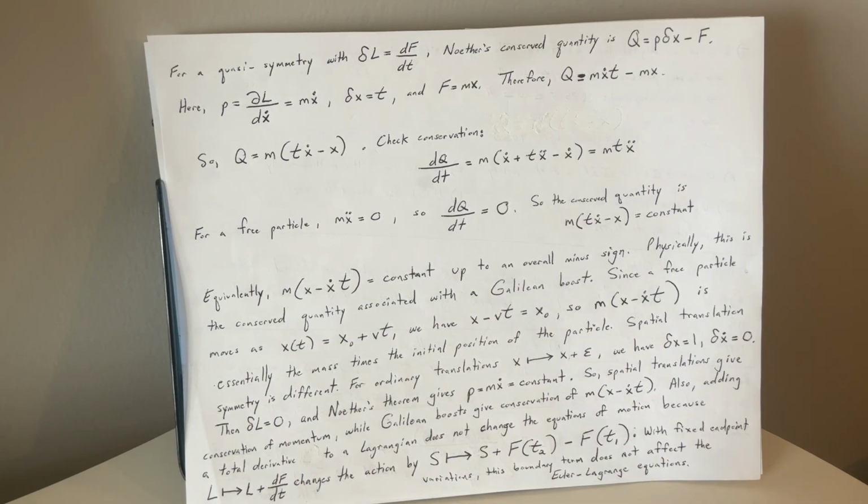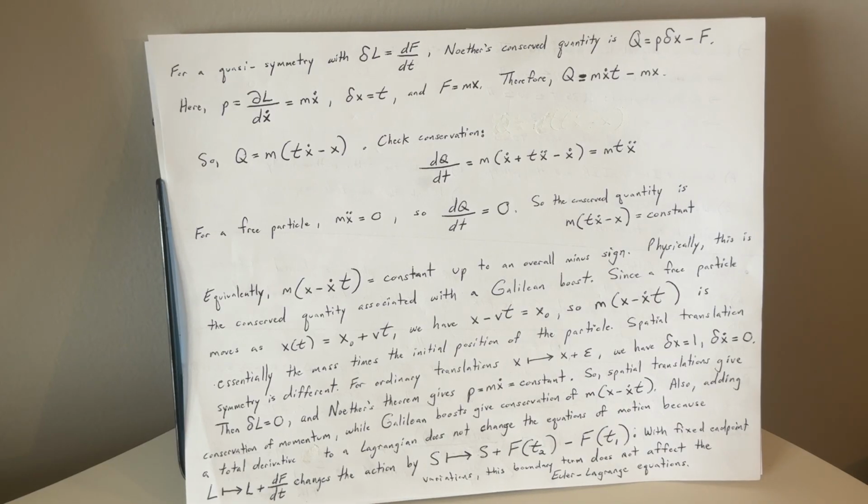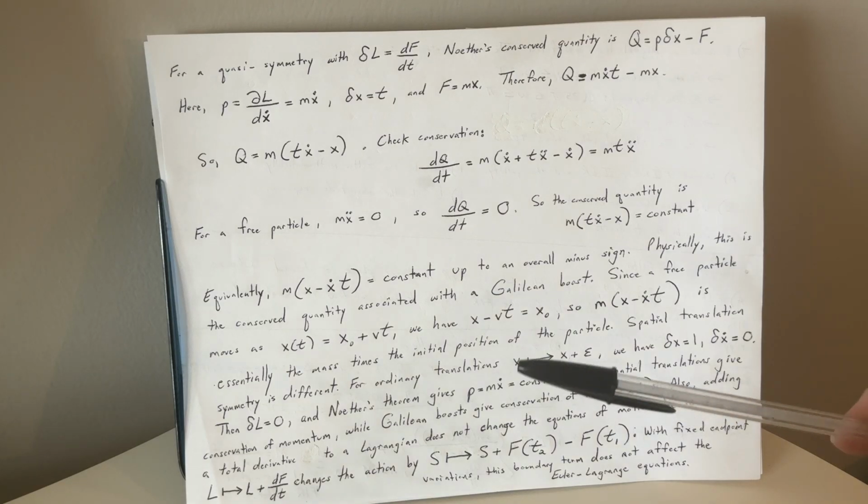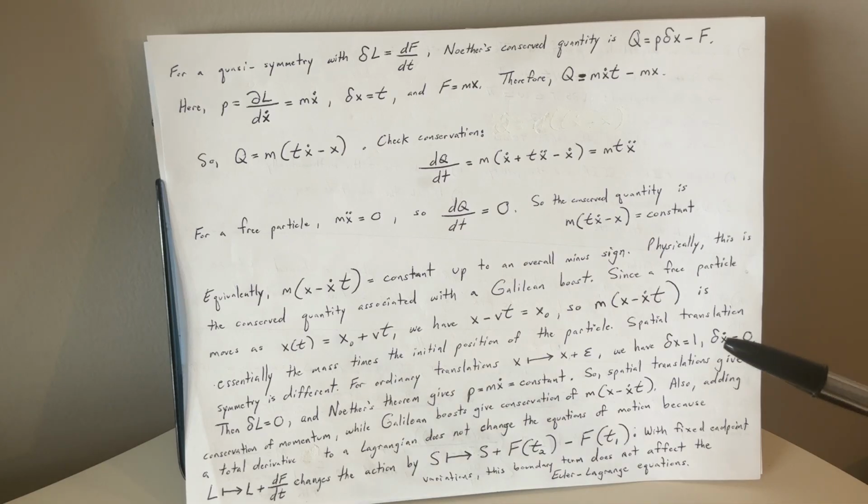And here physically, this is the conserved quantity associated with a Galilean boost. Since a free particle moves as x of t equals x naught plus v t, we have x minus v t equals x naught. So m times the quantity x minus x dot t is essentially the mass times the initial position of the particle. And for the spatial translation symmetry, that's different.